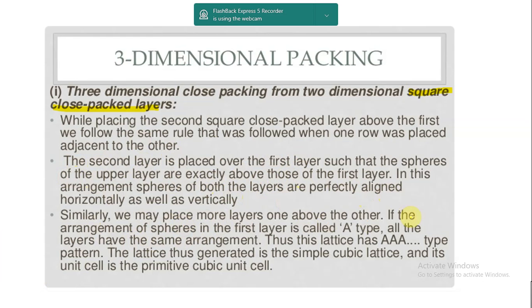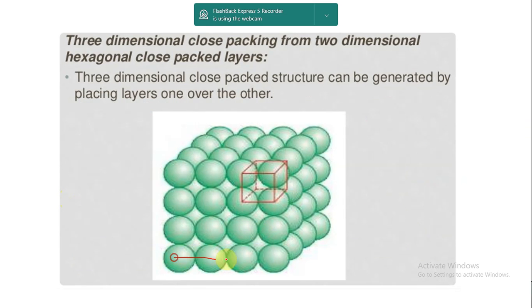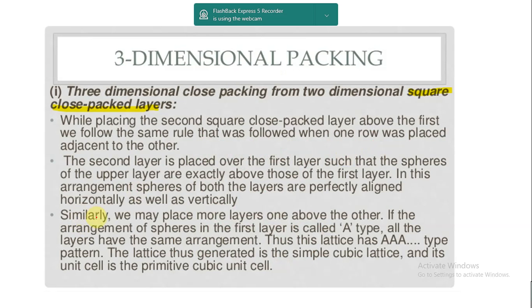Okay, similarly we place more layers one over another, and this is called AA type, isn't it? So what we are talking about is the first layer, the second layer, and also the third layer. All are aligned, and when I say 3 dimensions, that means here also it is aligned. So this will also be aligned, this will also be aligned, this will also be aligned. Okay, so this is what a square closed pack structure looks like. The main point is that it is again AAA type. Okay, you saw now how it is getting done.